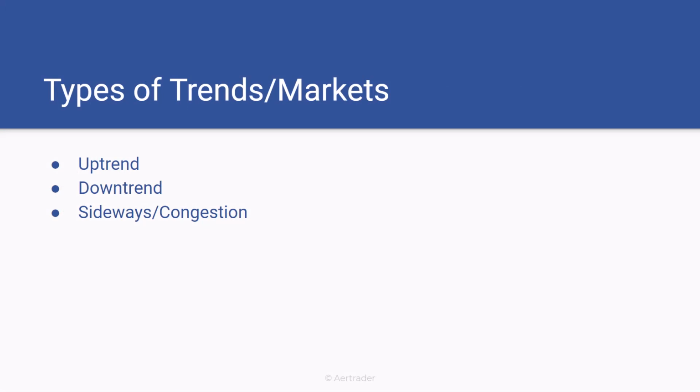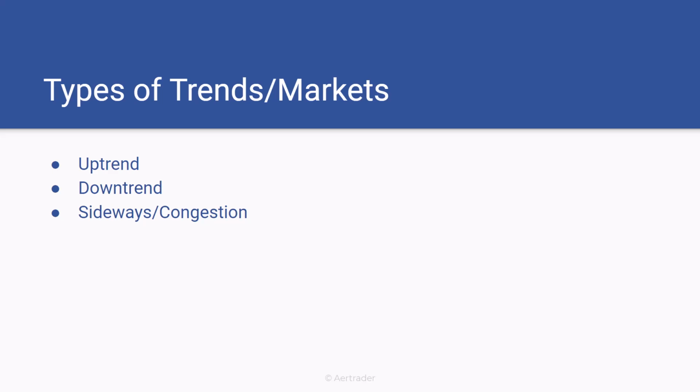There are 3 main types of trends in financial markets: uptrend, downtrend, and sideways, or congestion. An uptrend is characterized by a series of higher highs and higher lows. This means that each peak and valley on the price chart is higher than the previous one. Uptrends indicate that buyers are in control of the market, and the price is likely to continue to rise.